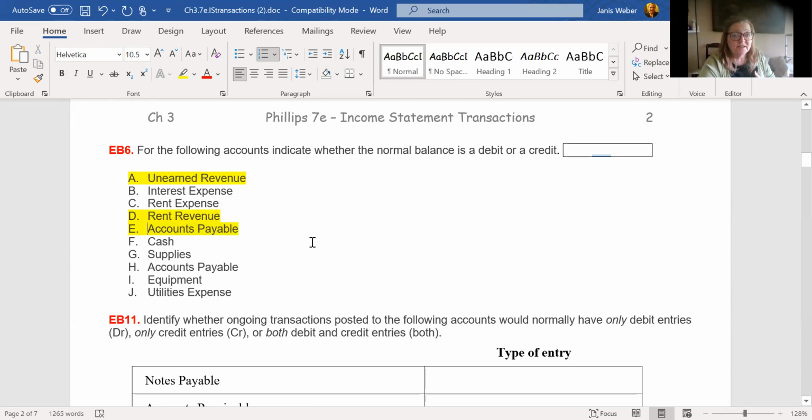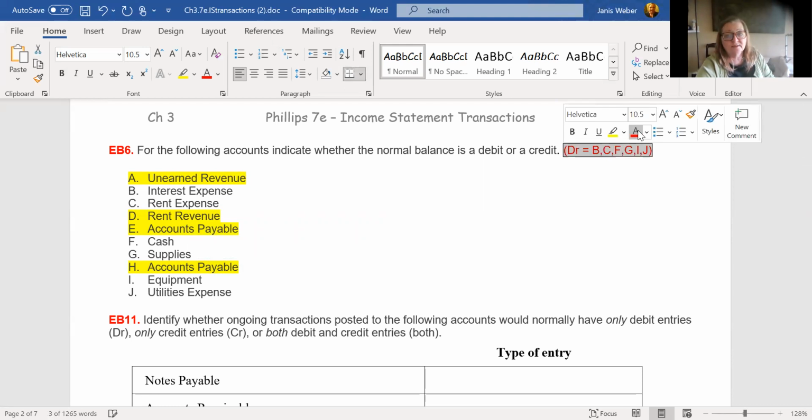Cash is an asset. It's a debit balance account. Supplies is an asset. It's an inventory of assets. So it's an asset that is a debit balance account. Accounts payable is a liability, which is a credit balance account. That's the normal balance is credit. Equipment is a debit balance account, and utilities expense is a debit balance account. So we have 4 credit balance accounts. All the rest are debit balances.